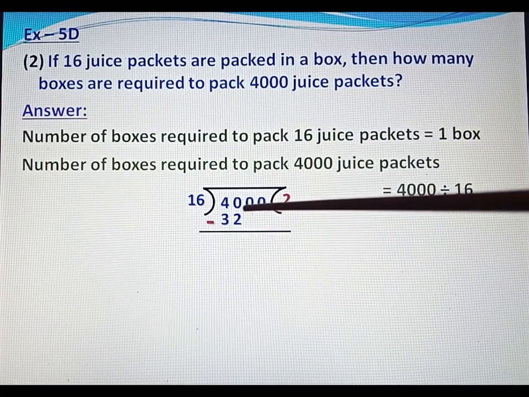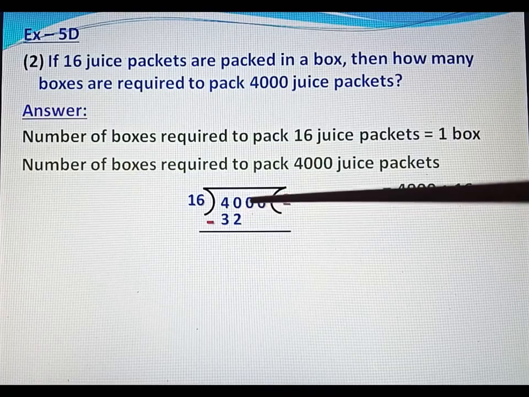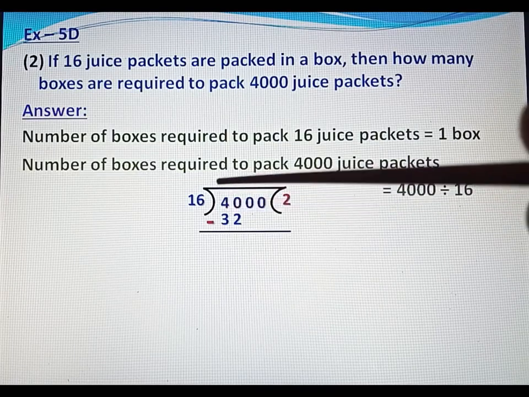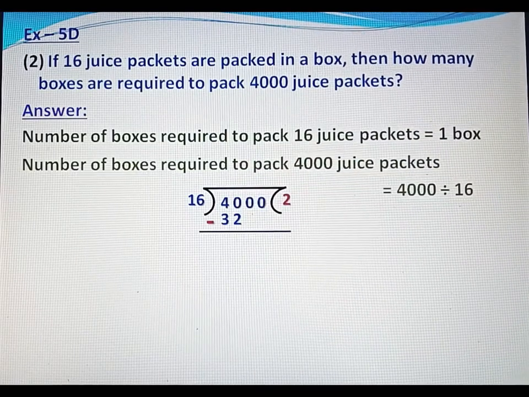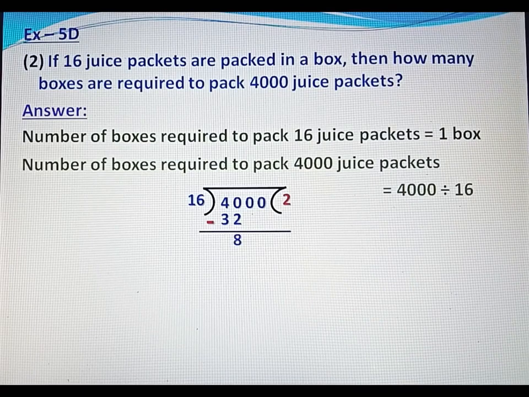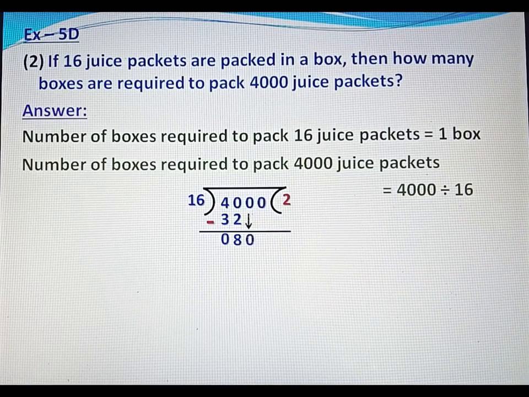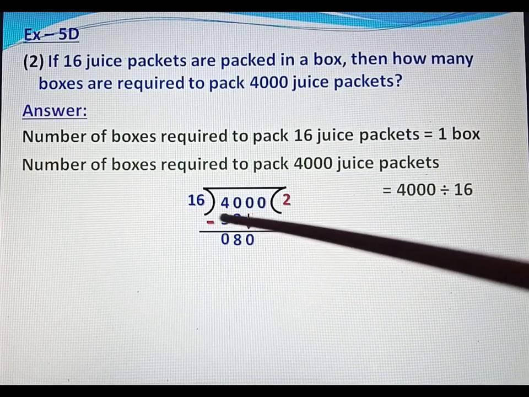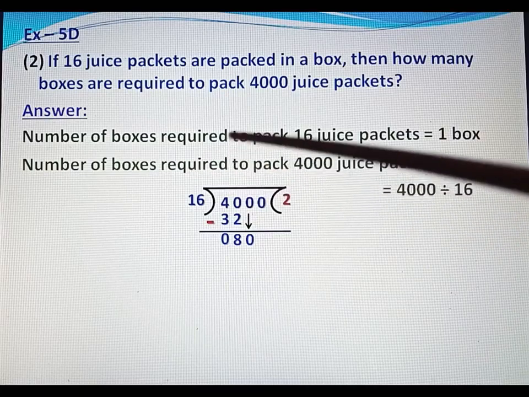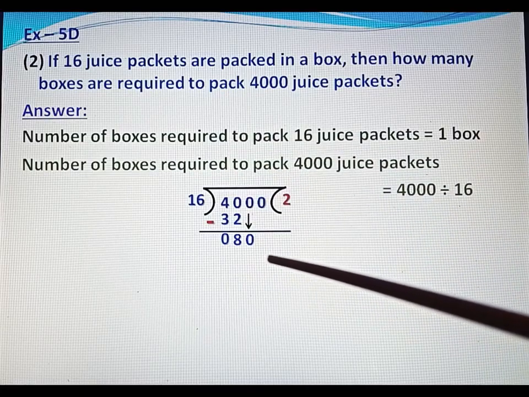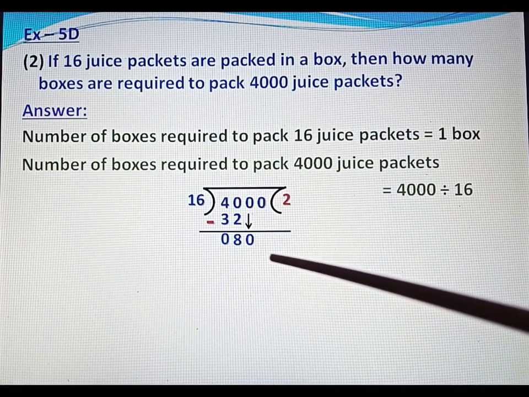You can easily subtract. See, 0 is smaller than 2, so we will borrow from the next number, that's 4. It will become 3 and this 0 will become 10. 10 minus 2 is 8, this 3 minus 3 is 0, and then we will take the next number, that is 0. Right here 0. Number formed is 80. Now again we will multiply 16 by that number so that it is equal to 80 or less than 80. It should not be greater than 80.